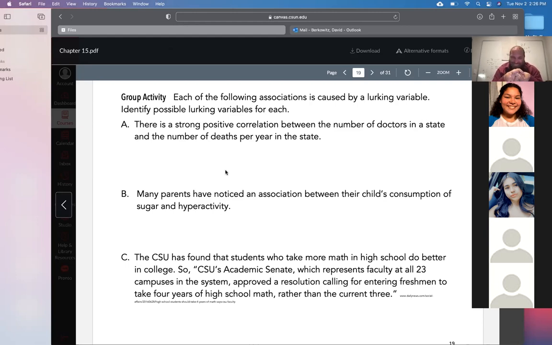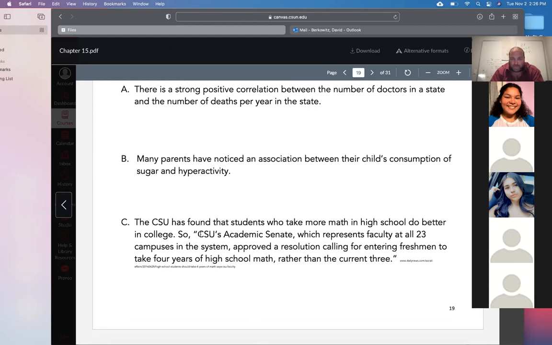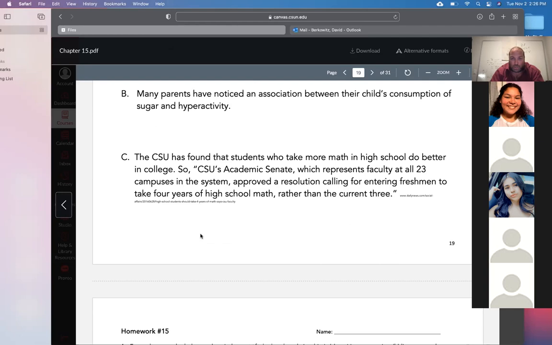It's probably because the population's higher. So states with more doctors probably have a higher population. Is that what you guys said? Yeah, there was a higher population, more deaths. Right, that makes sense, right? So population will be a lurking variable.